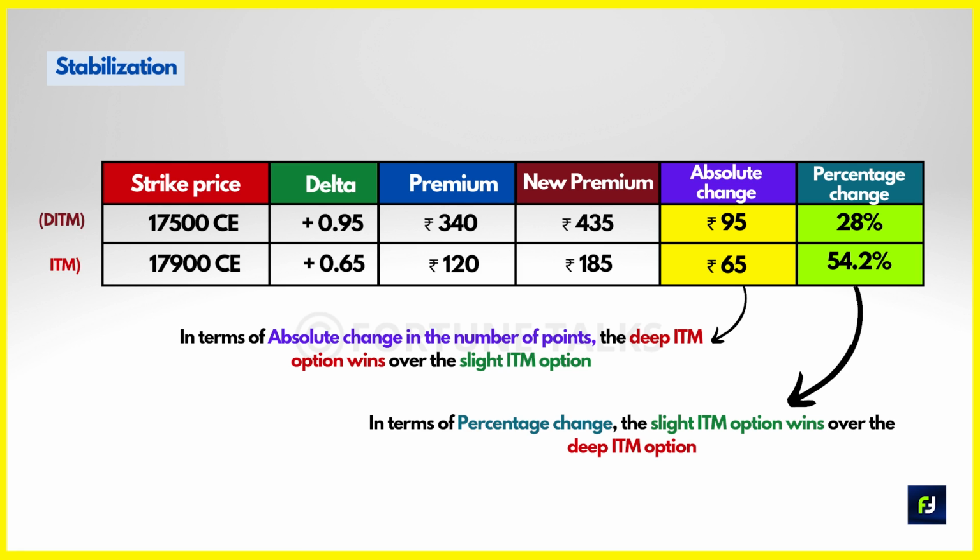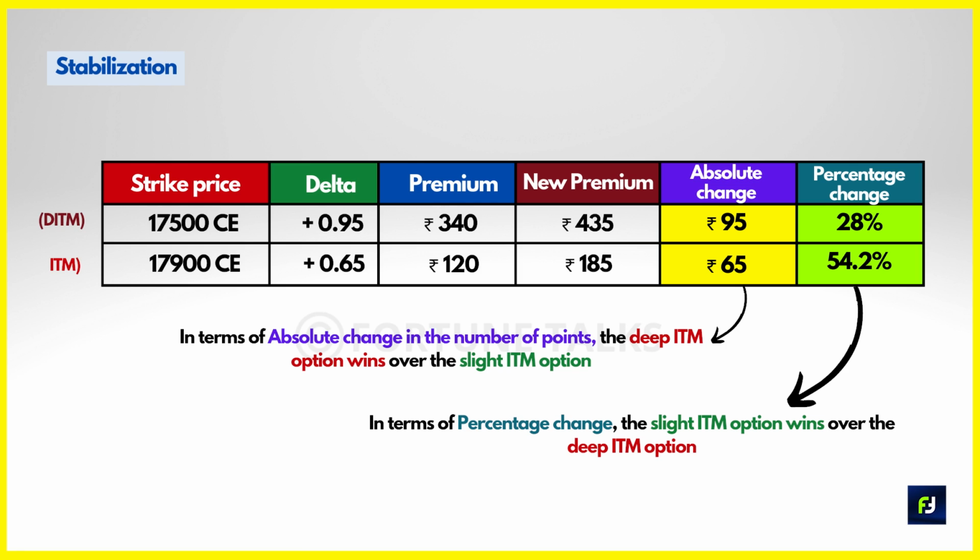Now, when we observe closely, we can infer that in terms of absolute change in the number of points, the deep ITM option wins over the slightly ITM option. However, when we consider it in terms of the percentage change, it is the other way around.